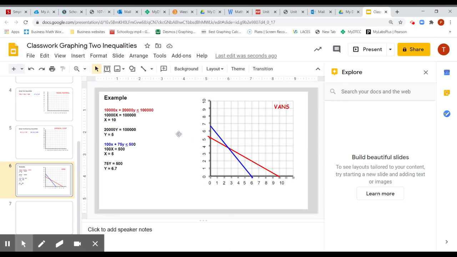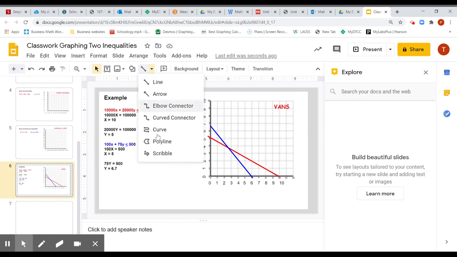All right, now we got to shade it. So we got to determine if we're shading up or down below the lines. Well, this one is less than. So anywhere below the red line is where I'm going to shade. The blue one is also less than, so anywhere below the blue line. Well, I want to shade in just where they share. We call this a feasible region. All right, so right here, I'm going to go ahead and scribble in there because this is our feasible region.